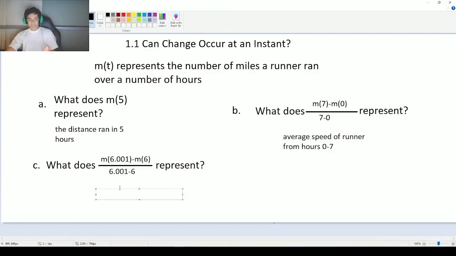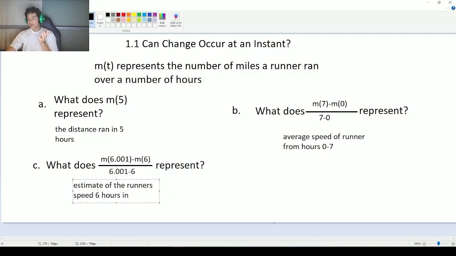And this one down here, lastly, what would this represent? It's a number very, very close to 6, approaching 6. So this would give an estimate, because it's not 100% accurate, you can find out how to do that in later units, of the runner's speed 6 hours in. And that's it for this topic.